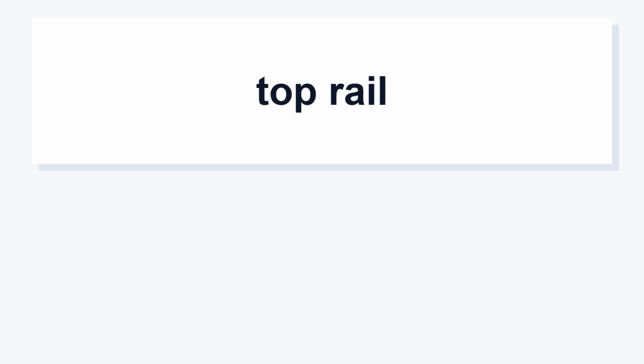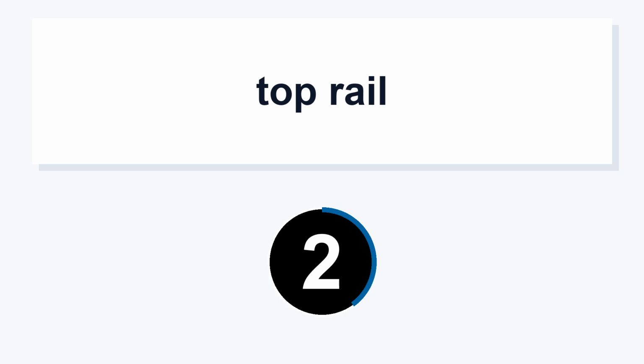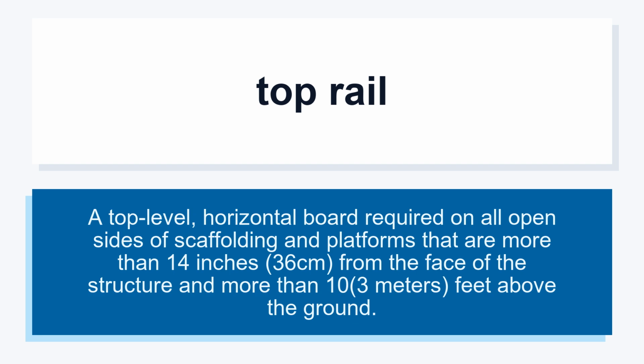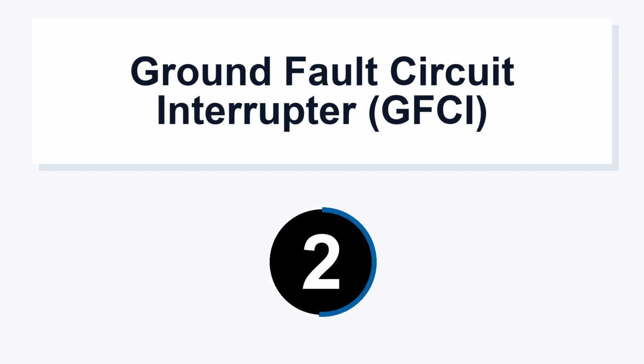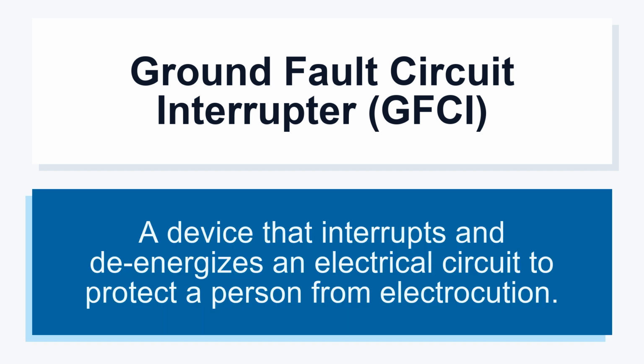Top rail. A top-level, horizontal board required on all open sides of scaffolding and platforms that are more than 14 inches, 36 centimeters, from the face of the structure and more than 3 meters above the ground. Ground fault circuit interrupter, GFCI. A device that interrupts and de-energizes an electrical circuit to protect a person from electrocution.